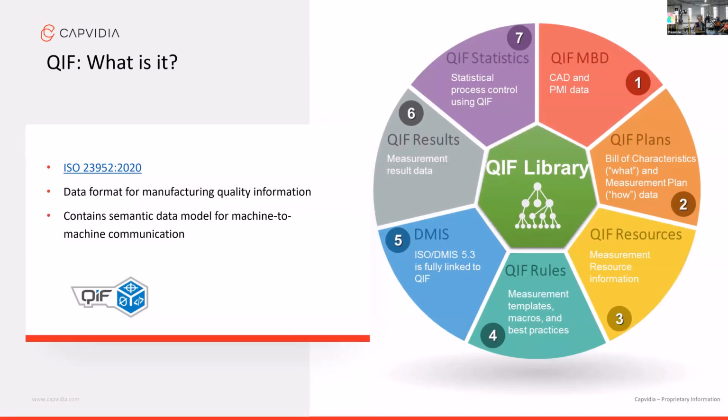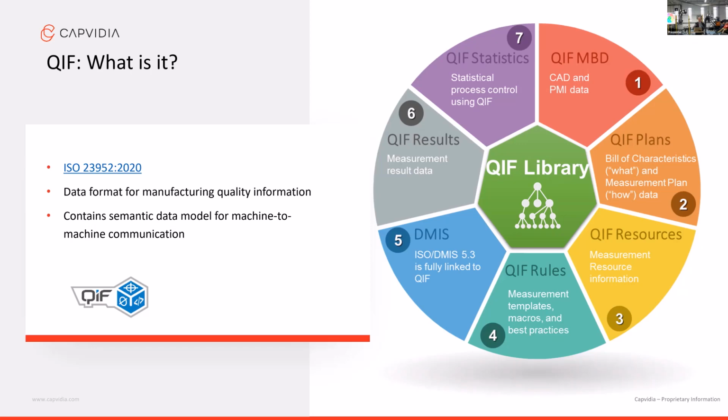And so before I start explaining that first article inspection workflow, I'd like to give a really quick background on QIF, because I know a lot of people have asked about this. They've heard about this term QIF or this data format called QIF, but don't really know a lot about it. So what is it? Just very quickly, it's an ISO standard. It's ISO 23952. It's an ISO standard for transmitting data. So it's a data format for computer software.